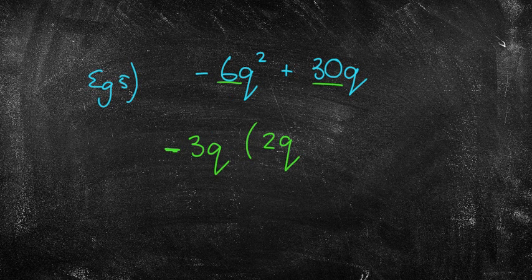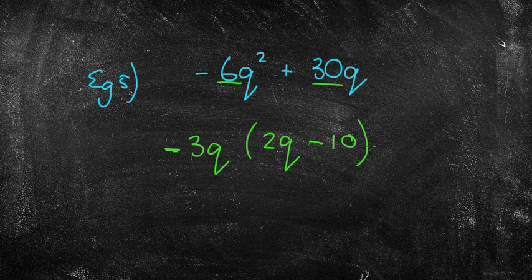Now the next part is a bit more challenging because we need to do minus 3q times something to make 30q, but it's a plus 30q. So a negative times a negative makes the positive, and then 3 times 10 makes 30, and we've got the q there. And again, if I expand that out, we can make sure that we make the above term.